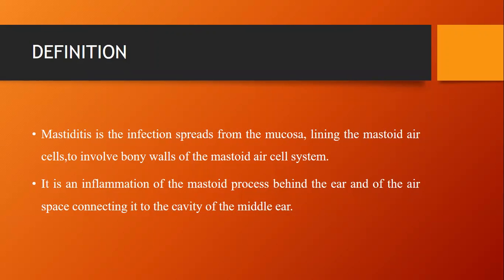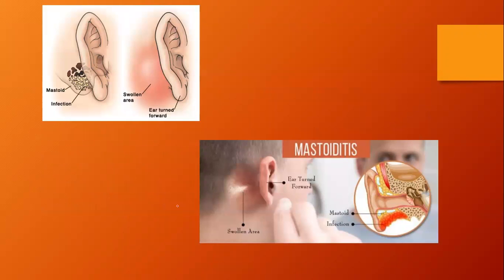So I hope you got an idea what exactly mastoiditis is. It is inflammation of the mucosa of the mastoid air cells connected to the middle ear cavity. This is the picture of mastoiditis. This area will be inflamed and swollen. This is the infection and this is the mastoid area. Due to this inflammation, the ear will be turned forward.